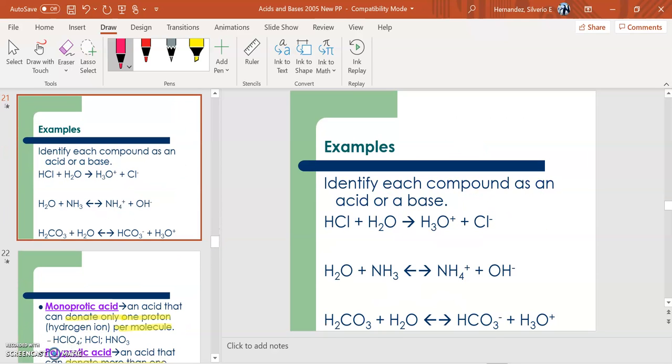Now here's a couple more examples. It's asking us to identify the acid and the base here. All we're going to do is look at what's going on with the hydrogen. So the hydrogen ion from the hydrochloric acid is being donated to the water.